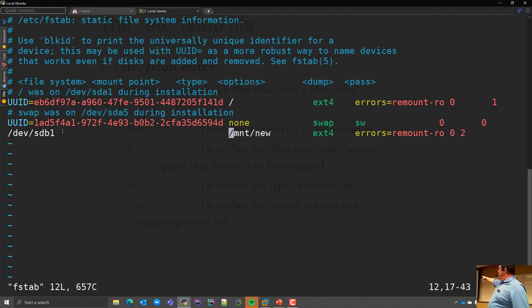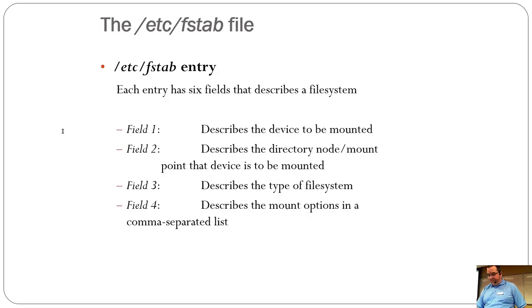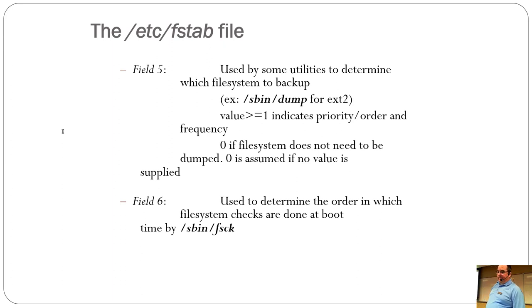The next argument is the options. So this one is errors=remount-ro, so that you can't damage it if the disk is damaged. Field 5 is used by some utilities to determine if it needs to be backed up. And if you don't feed it, it assumes 0. 0 means it doesn't need to be backed up.